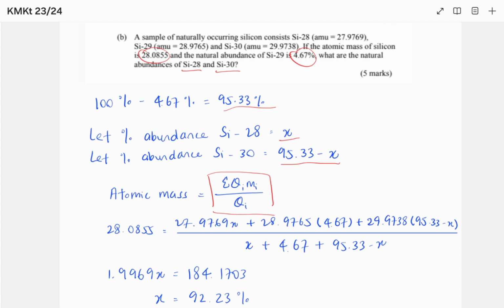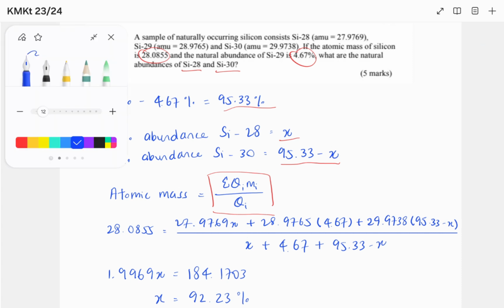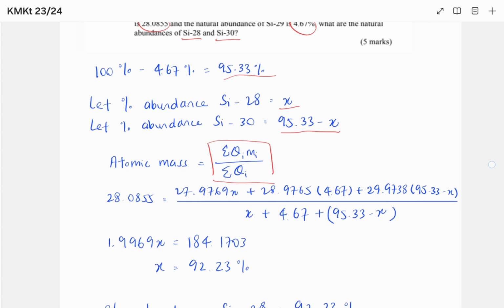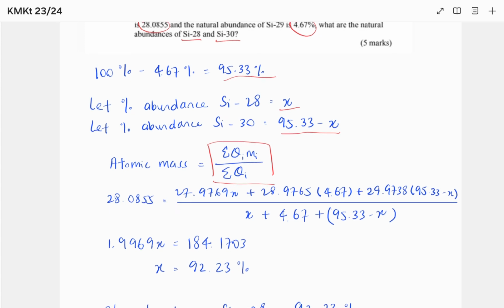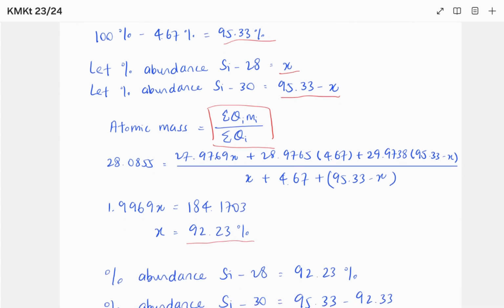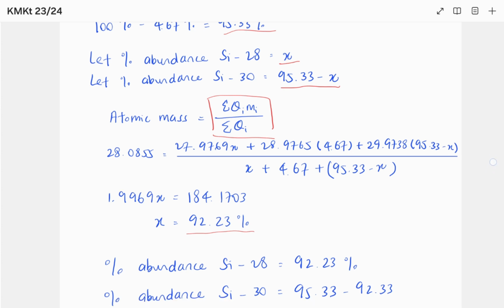95.33 minus X. And then divided by the total relative abundance, which is X, plus natural abundance of silicon-29, 4.67, plus natural abundance of silicon-30, 95.33 minus X. So we do all the calculation. We will get X equal to 92.23%. So X represents the natural abundance of silicon-28.